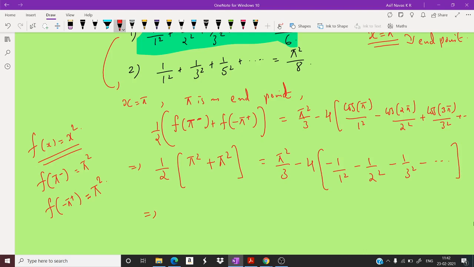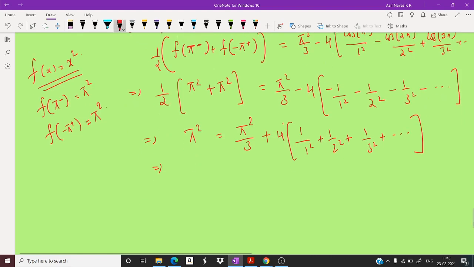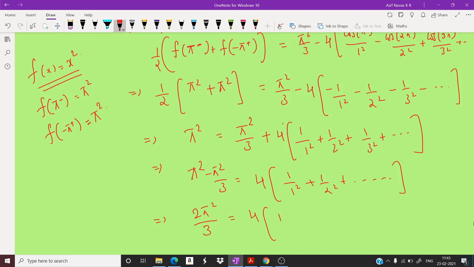So this implies pi square is equal to pi square by 3 plus, you can take minus outside, plus 4 times 1 by 1 square plus 1 by 2 square plus 1 by 3 square plus etc. So it implies pi square minus pi square by 3 is equal to 4 times 1 by 1 square plus 1 by 2 square plus etc. Which implies 3 pi square minus pi square, 2 pi square divided by 3, is equal to 4 into 1 by 1 square plus 1 by 2 square plus etc.